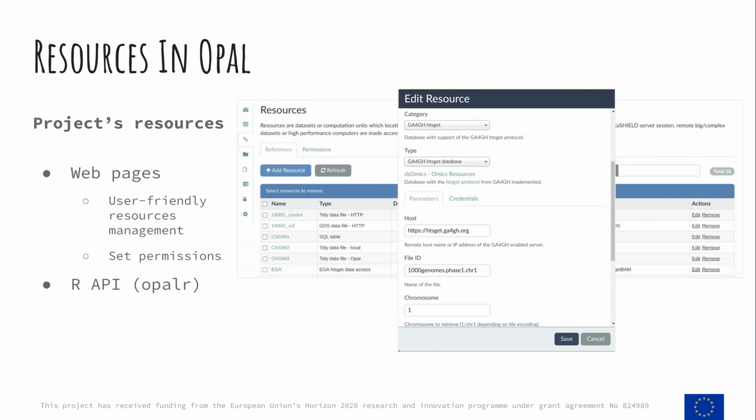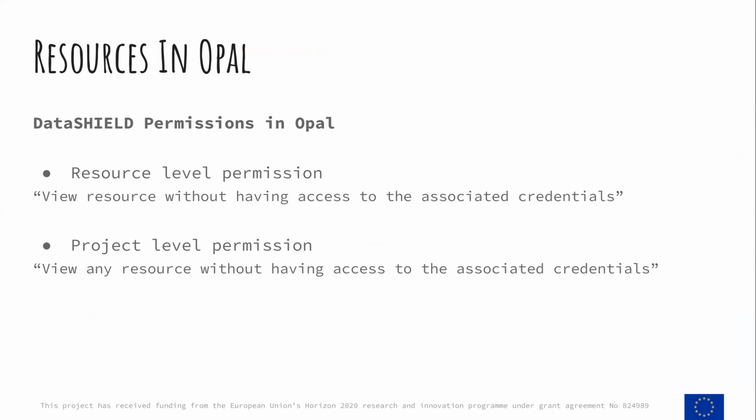Yeah, perfect. Thank you. Okay, so I was about to talk about the DataSHIELD permissions. You can see the resource, but you do not have access to the credential. Just like when you connect to a web page, you have the URL, but you end up on the login screen, so you can't go further. So that's basically the same idea.